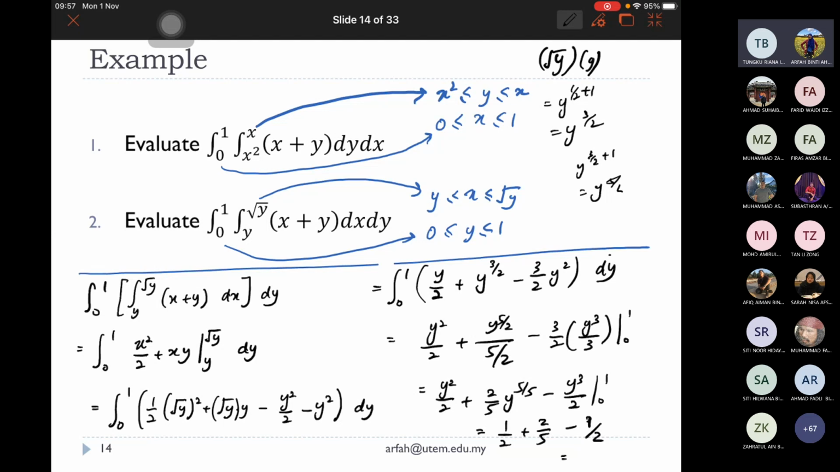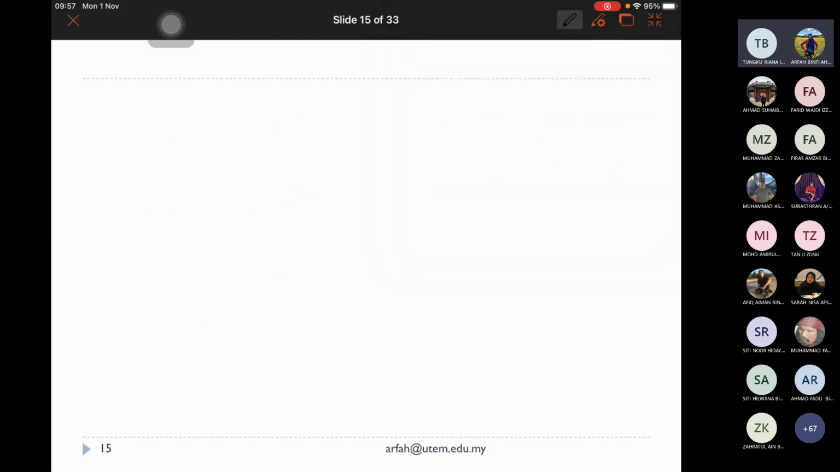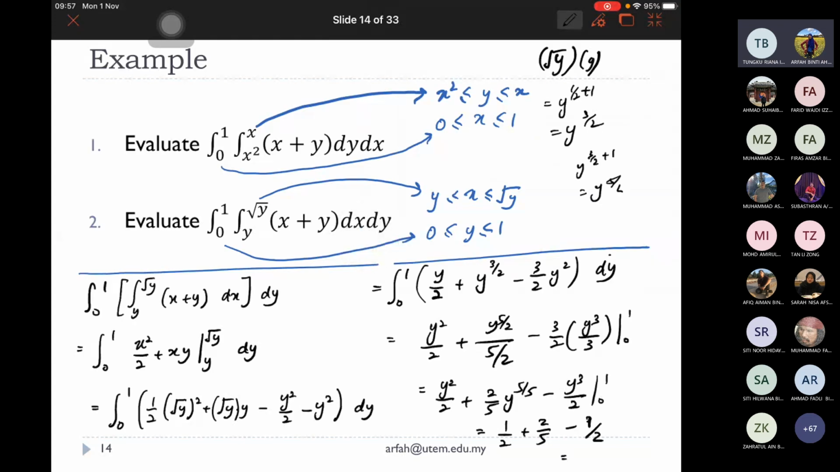Okay. Ini y kuasa 2/4. Silap. Okay. So this one y kuasa 2/2 it will become y kuasa 2/4. So betulkan ini, y kuasa 2/4. So it will become 1/4 tambah 2/5 tolak 1/2. So dapat jawapan 3/20. Dapat tak? Sama tak jawapan with my answer?